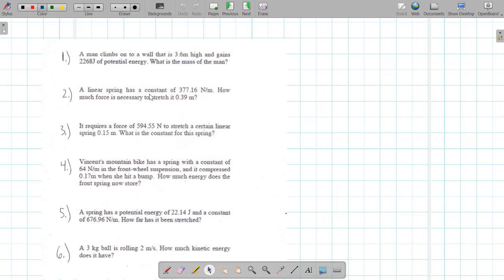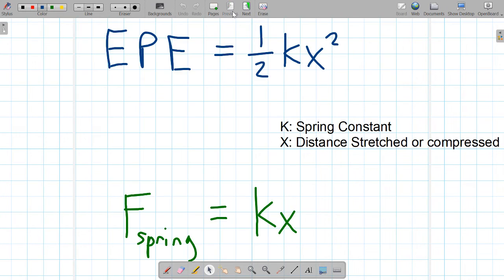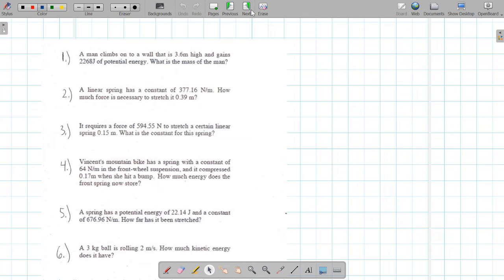Number 2 says a linear spring has a constant of 377.16 newtons per meter. How much force is necessary to stretch it 0.39 meters? Since we're finding force, we're going to use this equation right here: the force of a spring is equal to Kx. So again, we're working out number 2, solving for force. The force of a spring is equal to Kx.